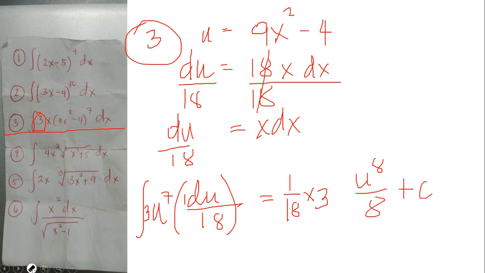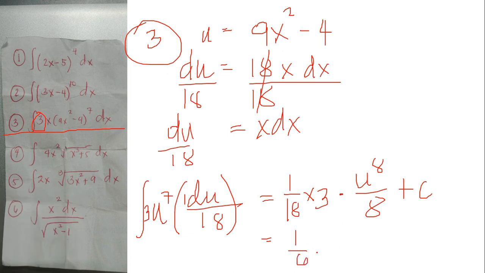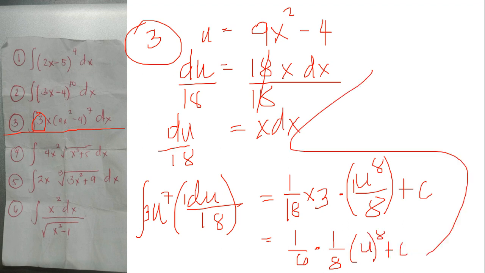Integral na agad si sir. Shortcut. So, 3 over 18. What is 3 over 18, guys? 1/6. 1/6 na pala, no? So, 1 over 6 times 1 over 8, kasi yung constant natin dito is 1 over 8. Tapos, yung u raised to 8 plus c. So, what is 1/6 times 1/8? 1 over 48. So, ano yung u natin? 9x squared minus 4. So, (9x squared minus 4) raised to 8 over 48 plus c.